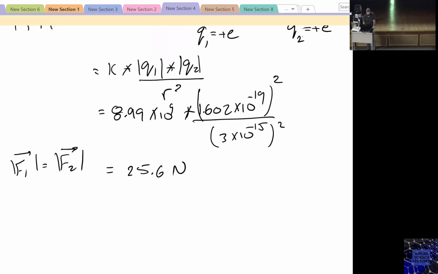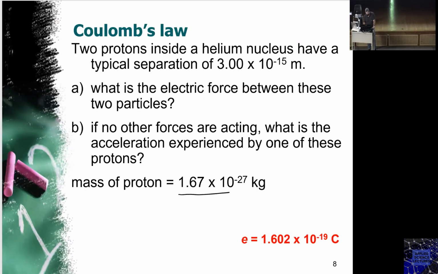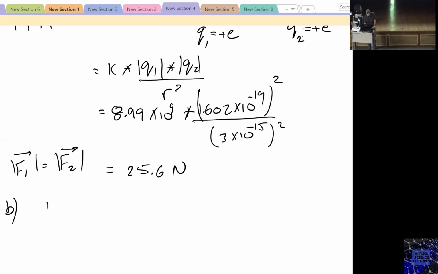Now the second part of the question is calculate the acceleration. Again, the acceleration here would be the same. Why would it be the same? Because the mass of those two protons are the same. The mass is given to you: 1.67 times 10 to the power minus 27 kilograms, which means the initial acceleration on both protons would be the same.